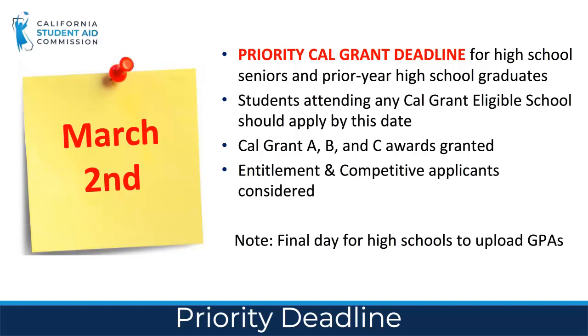There are two deadlines when it comes to Cal Grant awarding. The first is the Cal Grant priority filing deadline of March 2nd. This deadline ensures that all students, high school, college, and returning adult college students, can be processed for all award types and award cycles. March 2nd is also the final day for high schools to upload GPAs to ensure that their students will be considered for the entitlement Cal Grant.